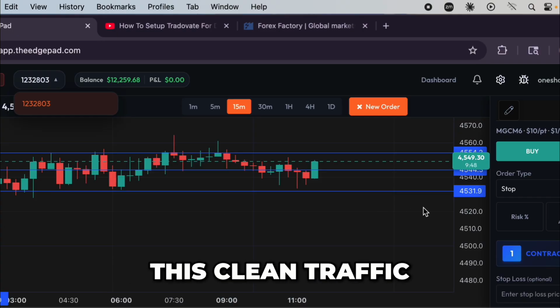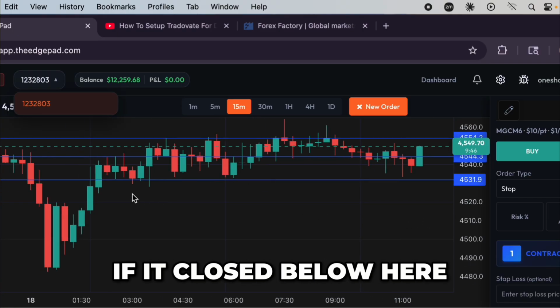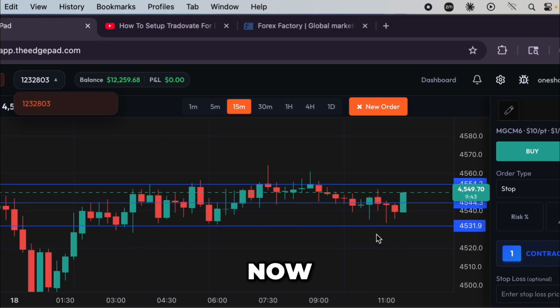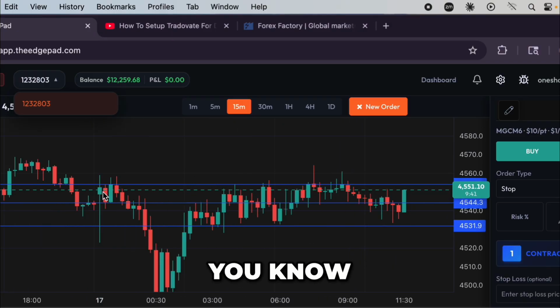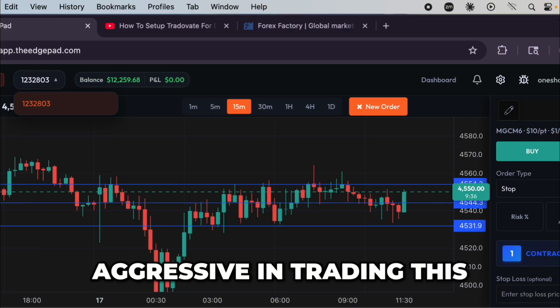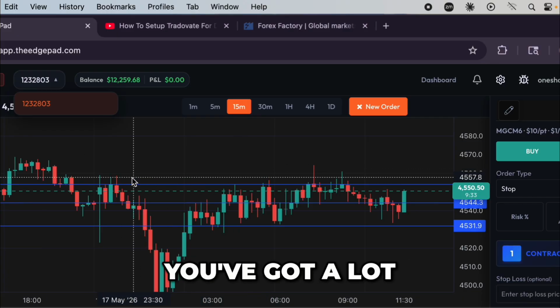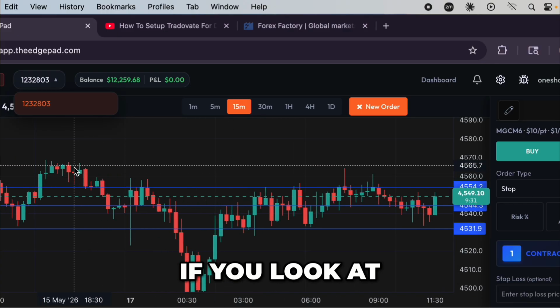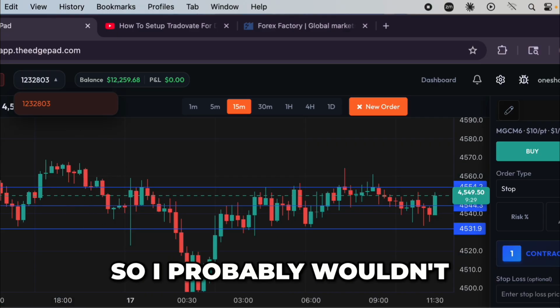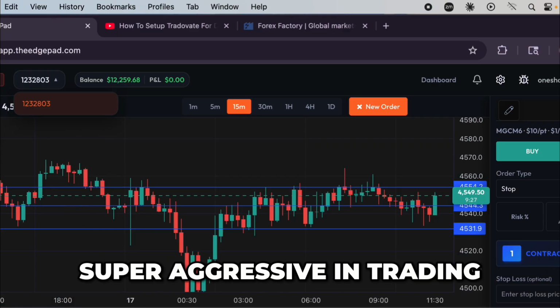But look at all this clean traffic. If it closed below here, man, I'm in like Donkey Kong. Now, if it closes above, this is pretty choppy over here. I wouldn't be super aggressive in trading this. So, you've got a lot of choppiness over here if you look at all this up here. So I probably wouldn't be super aggressive in trading that.